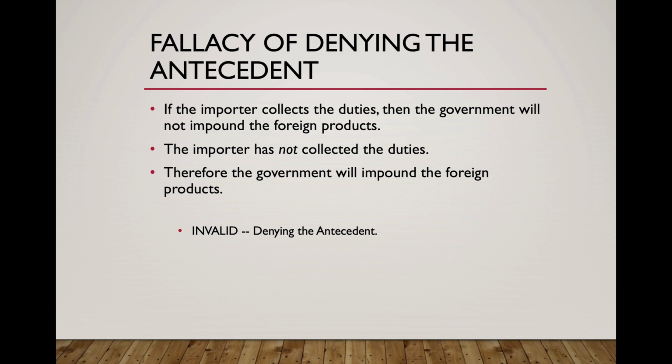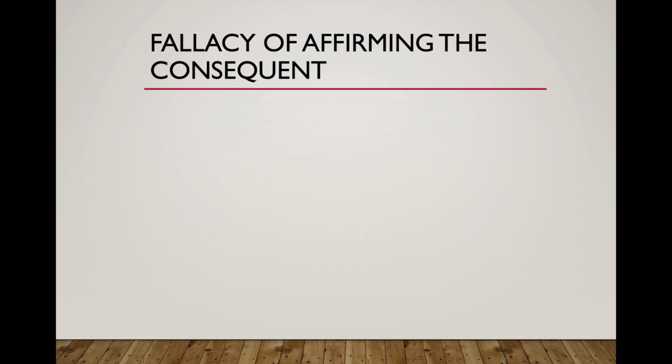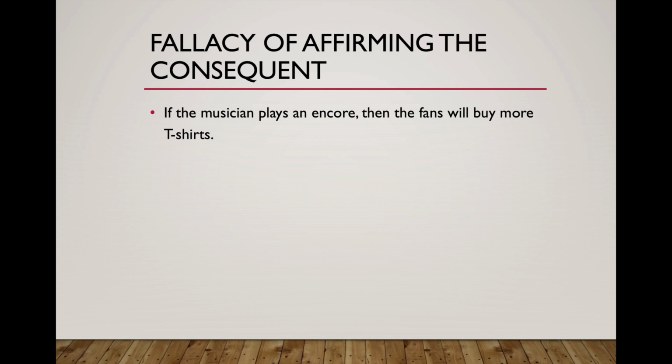In this case, the second premise denies the antecedent, and so it commits the fallacy of denying the antecedent. And then we have the fallacy of affirming the consequent. So we start with the conditional statement: If the musician plays an encore, then the fans will buy more t-shirts. So in this case, we have the if-then logical operator. We know it's a conditional statement. We have the antecedent, the musician plays an encore, and the consequent, the fans will buy more t-shirts.